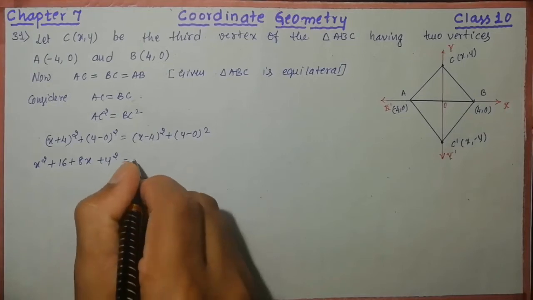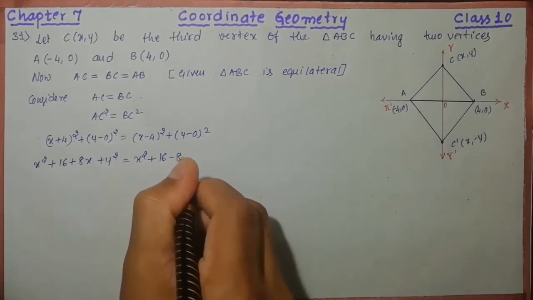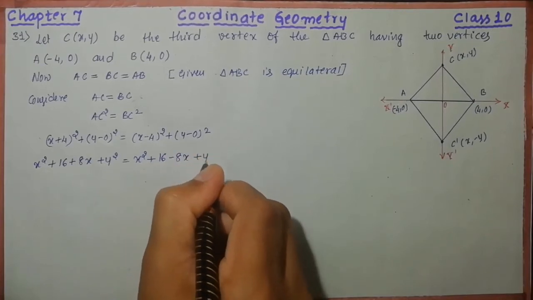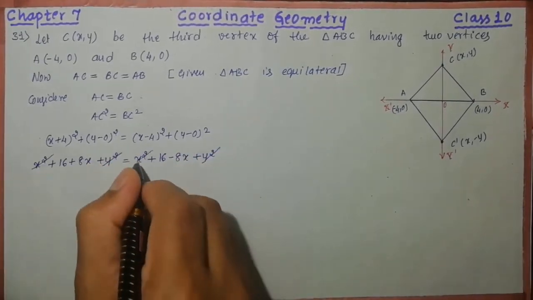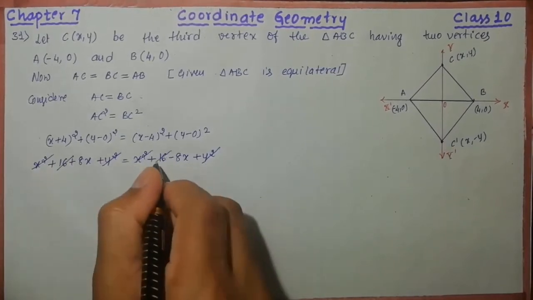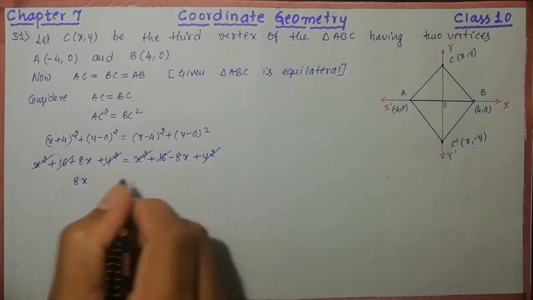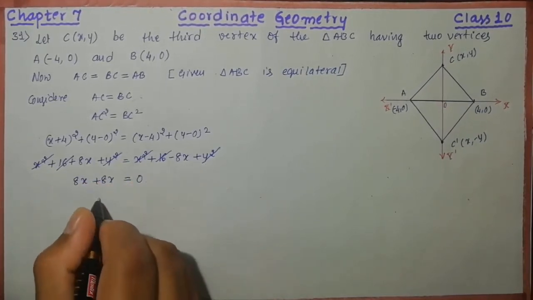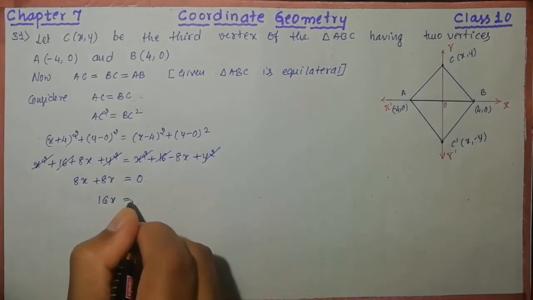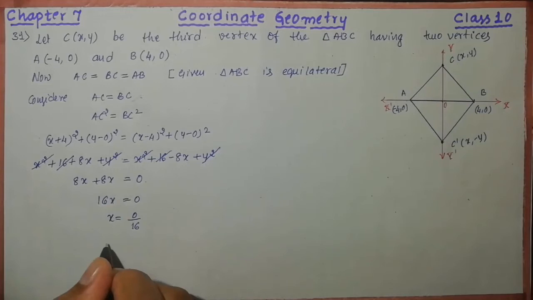So now it will become what? x square plus 16 but minus 8x, and here it is y square, and you can cancel immediately y square, and also x square, and also 16. If you take minus 8x towards the left side, it will become here 8x, and this will become plus 8x, which is equal to the right side remaining 0. So 16x is equal to 0, and you will get x is equal to 0 divided by 16. So therefore you will get x is equal to 0.